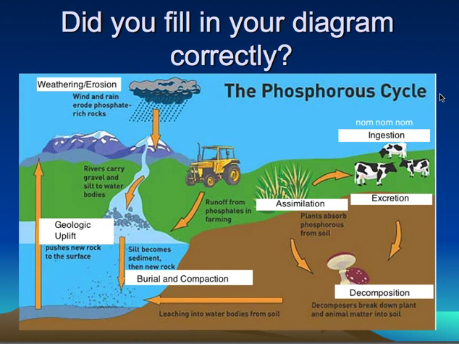So now you can check your diagram, see if you filled things in correctly. You might notice that the phosphorus cycle is much simpler than the nitrogen cycle. And that's because it doesn't really involve the atmosphere, so everything is pretty much on the ground or in the water. You'll also notice that a lot of the steps, such as ingestion and assimilation, are identical for the phosphorus cycle as for the nitrogen cycle. So it's not all new stuff.